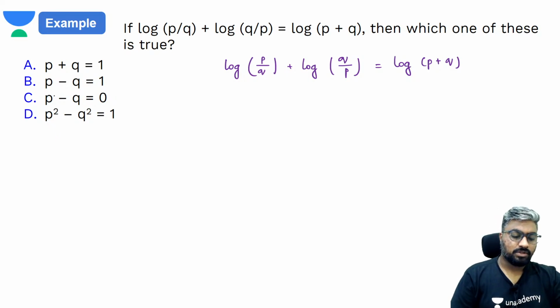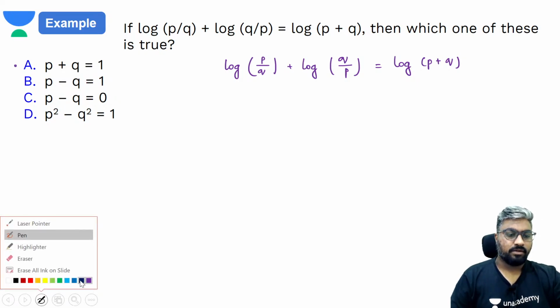P plus q equal to 1. Okay, Ruchika and CN are saying A. Others? Very good. So what do we see here?